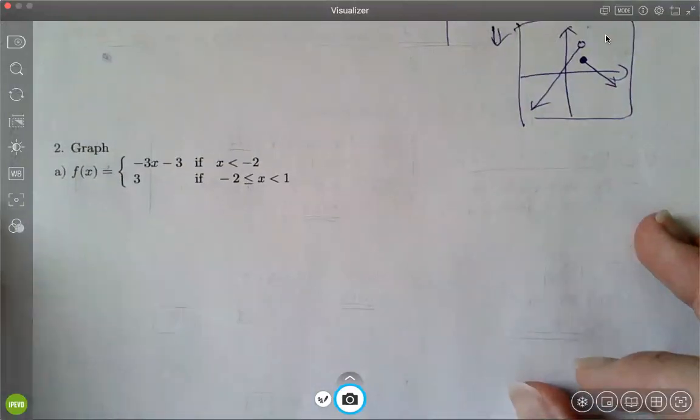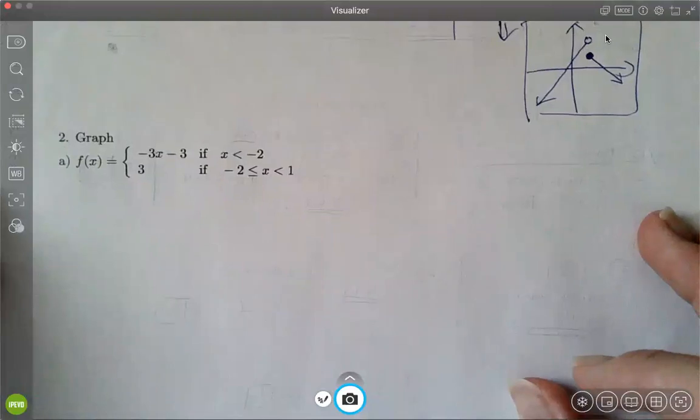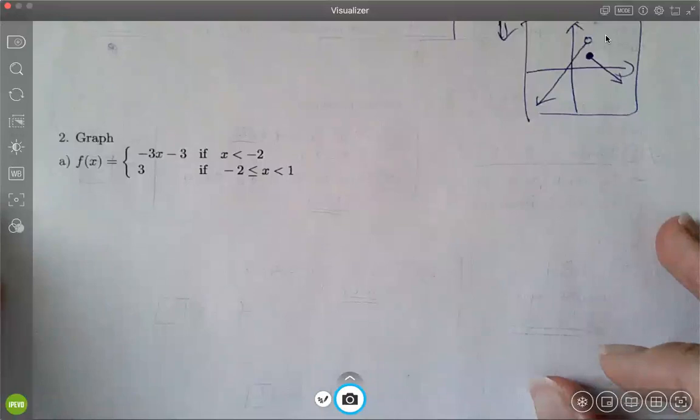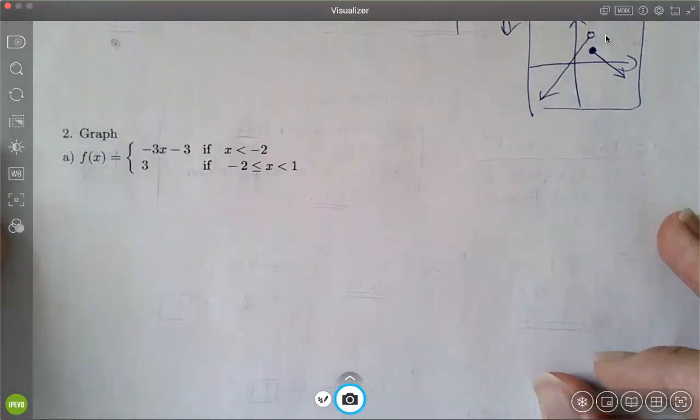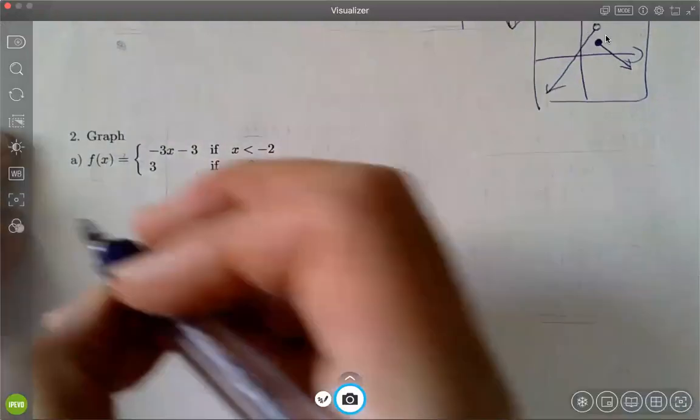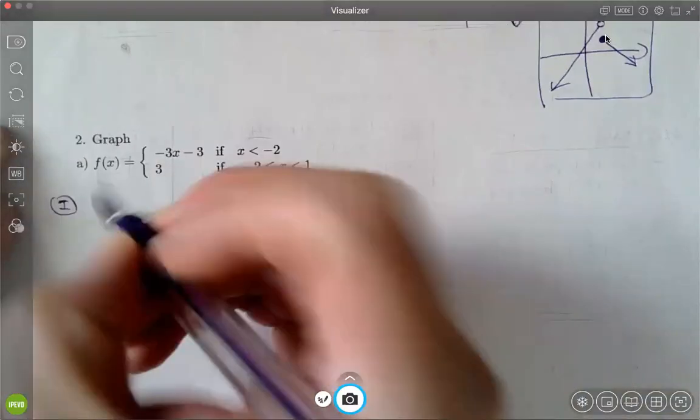Okay, so now, f of x equals negative 3x minus 3 if x is less than negative 2, and 3 if x is in between negative 2 and 1. Okay, so once again, here, there are 2 pieces of x. Okay, so what do we do? We'll do the same thing, right? Choose about 3 points per piece and then plug them into the right formula. Okay, so the first one, x is less than negative 2.